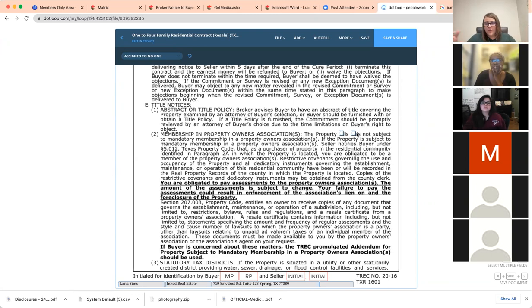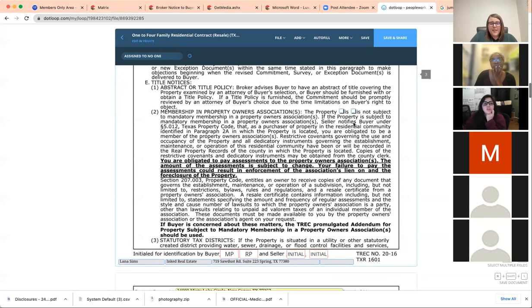Now, there is a transfer fee for the Woodlands. So in special provisions, we typically put "buyer will pay Woodlands transfer fee of X amount of money." If you do a deal in the Woodlands, just know that that shows up a lot. But other than that, if it isn't an HOA, you need to check it off. Now there's an addendum for this, which we'll go over tomorrow.